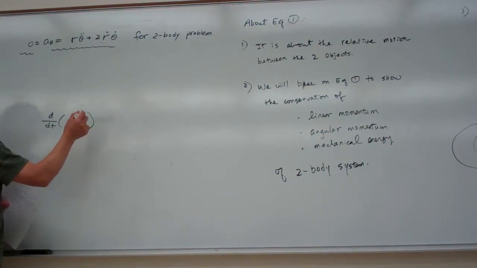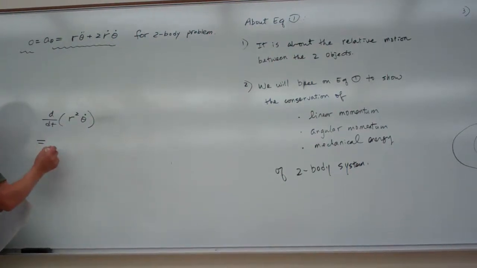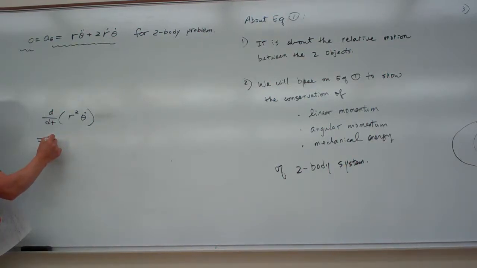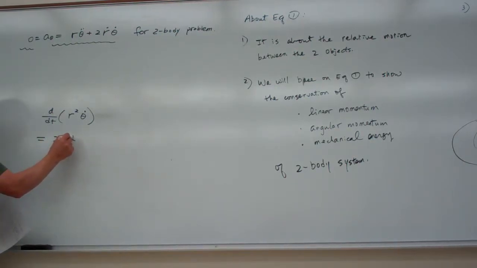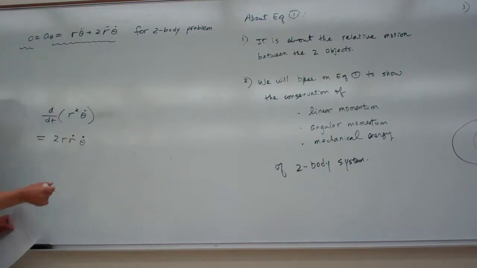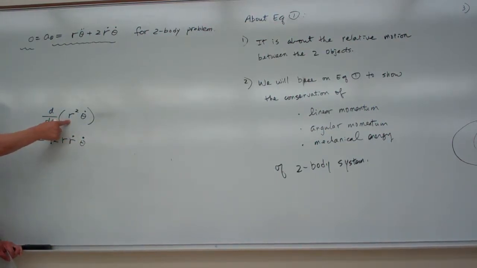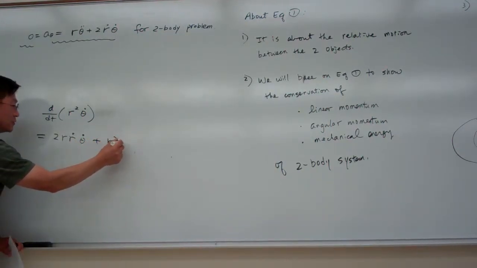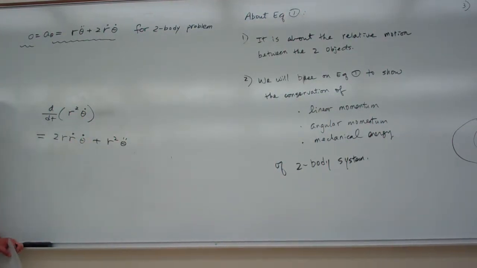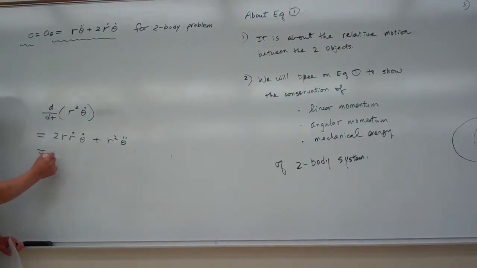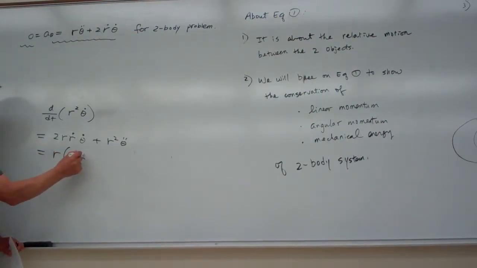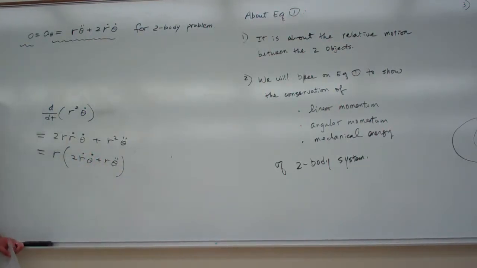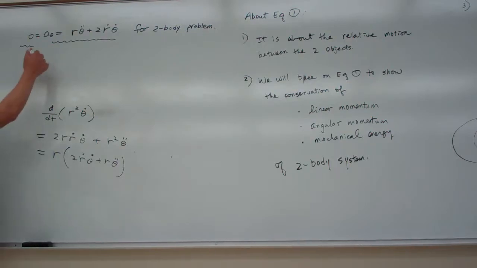Basically we take the chain rule. I apply the chain rule to the first term first, which gives 2r dot theta dot, and then apply the chain rule to the second term, which gives theta double dot. So basically this one is r times 2 r dot theta dot plus r theta double dot, right?